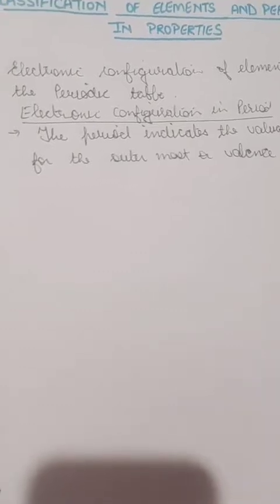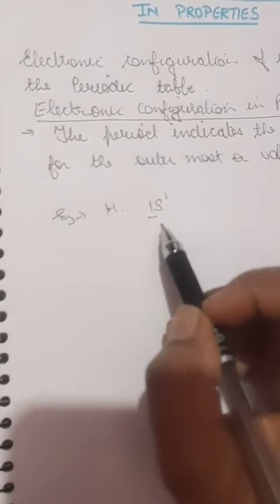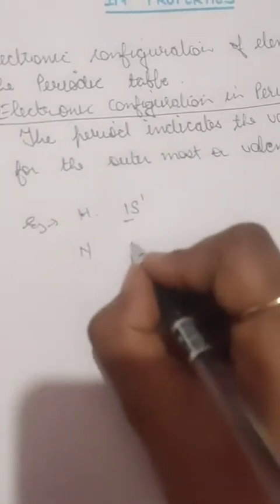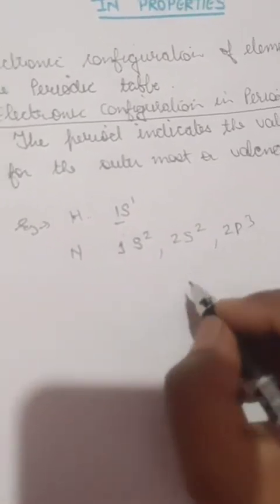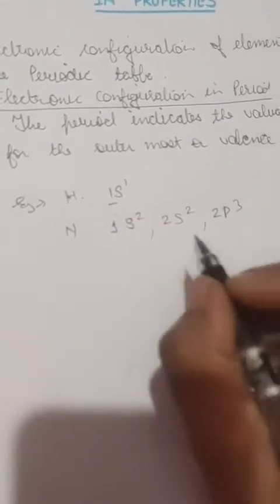The highest value of the principal quantum number, n, determines the period of an element, that is, in which period an element has to be. Elements in a period have the same number of atomic orbitals. For example, hydrogen has 1s1. Here the highest value of n is 1, so it is in the first period. If we take nitrogen, the configuration would be 1s2, 2s2 and 2p3. Here the highest value of n is 2, that is why it is in period 2.